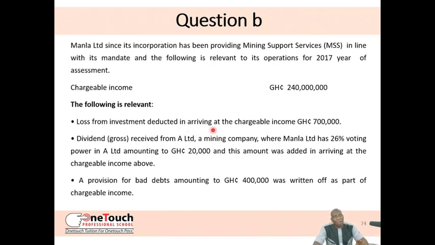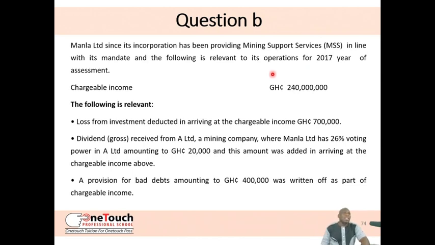The reason why I brought this question here, this question should have been under business income, not under mining operation. But I intentionally brought it here to awaken students to the fact that whenever you are reading your questions, take your time and read it well so that you are not taken aback by a particular word. For example, Manla Limited has been providing mining support services. This question is not a mining operation question. It's a normal business question. They don't do mining. They only provide mining support service. For example, they can be servicing the equipment of a mining company.